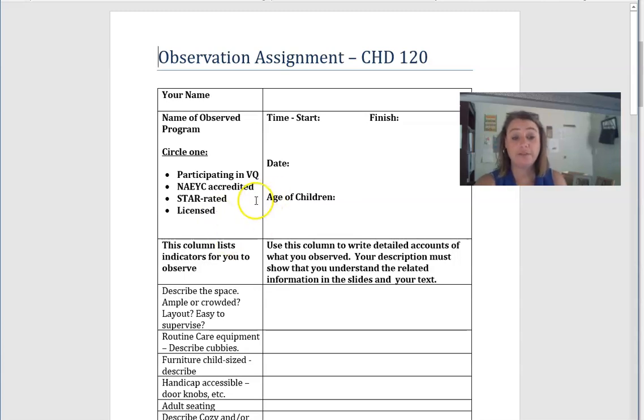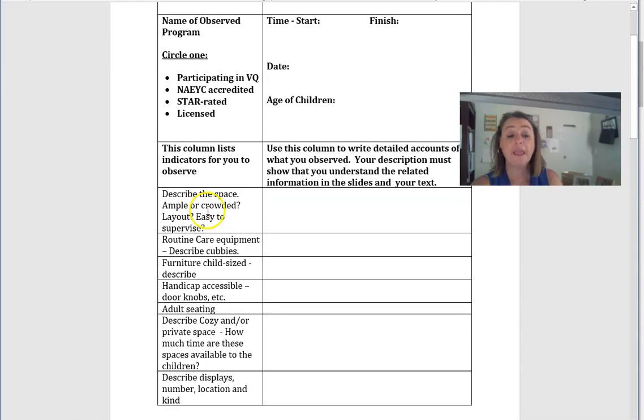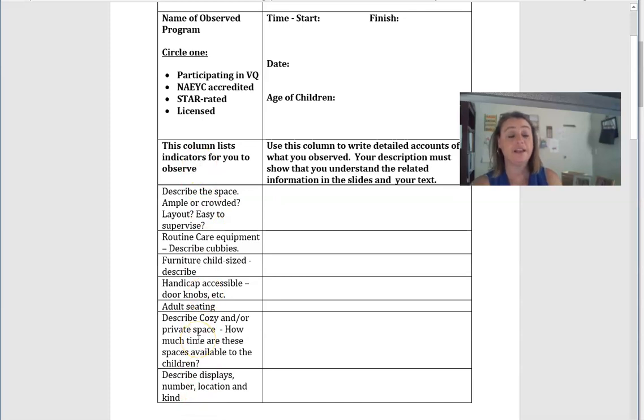I will tell you that if a center is NAEYC accredited or participating in Virginia Quality, they are also licensed. So you just need to highlight or bold, underline, italicize, do something to let me know how this center is considered high quality. And then if you look on the left-hand side, these are going to be all of the things that you're looking for.